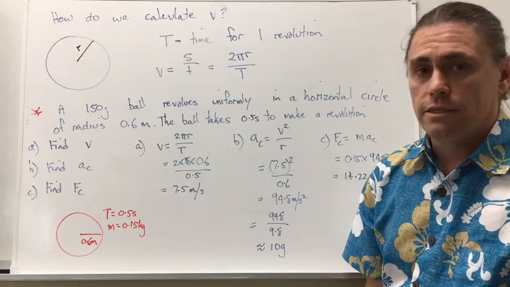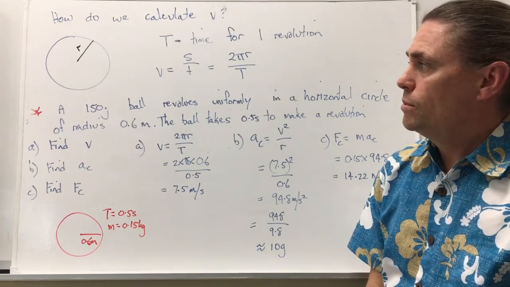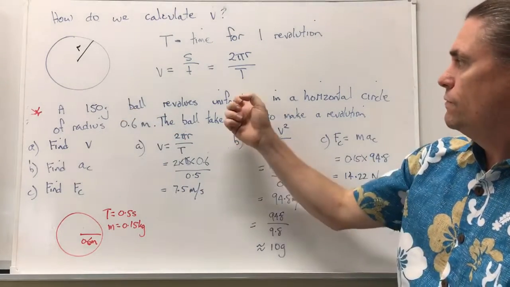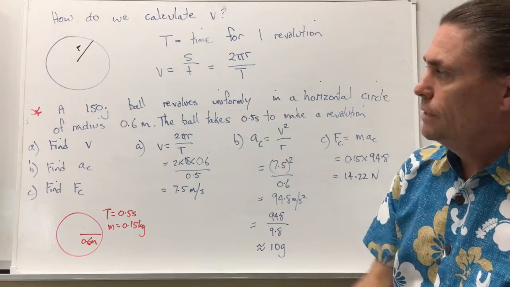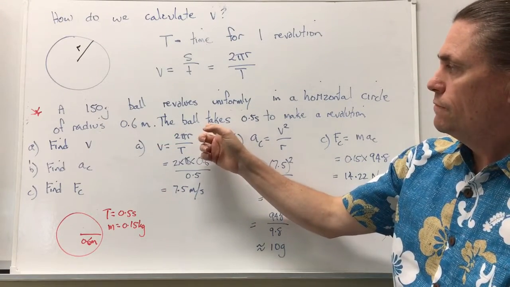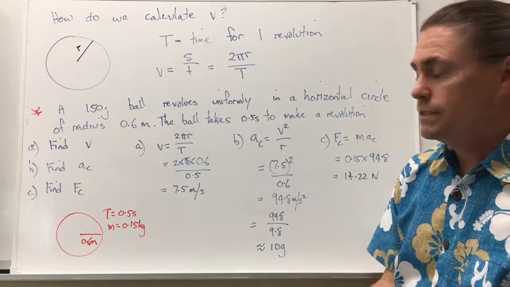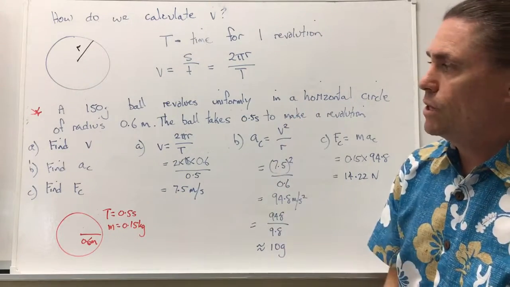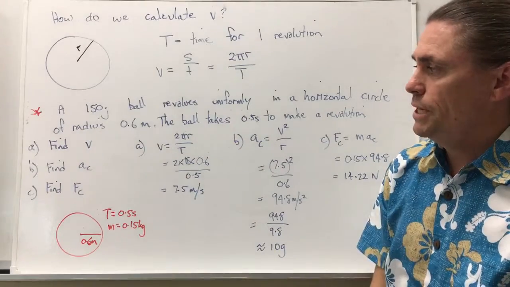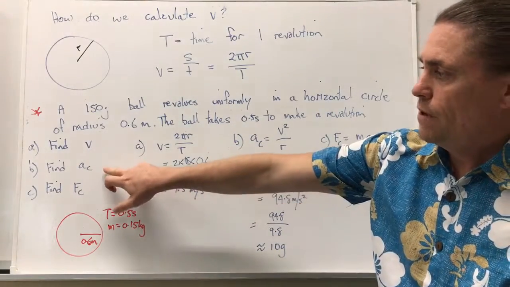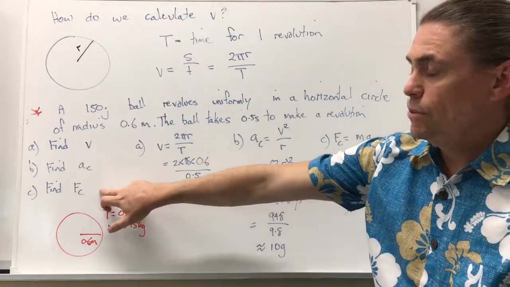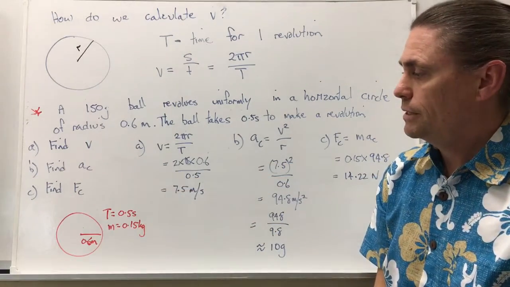Let's have a look at how we might apply this to a problem-based question. So we have a 150-gram ball that revolves uniformly in a horizontal circle of radius 0.6 metres. We observe that the ball takes about half a second to travel around that one revolution. First of all, we want to find the velocity of the ball. We then want to find the centripetal acceleration on the object. And finally, we want to know the centripetal force on the object.